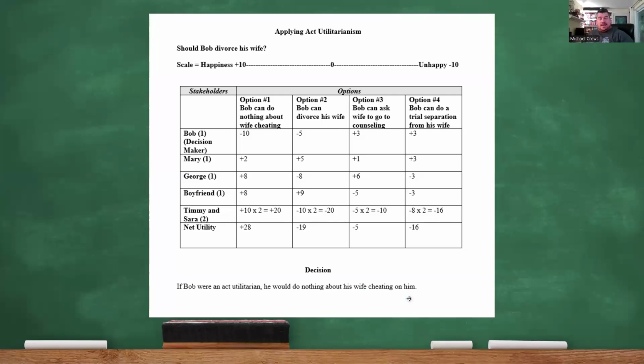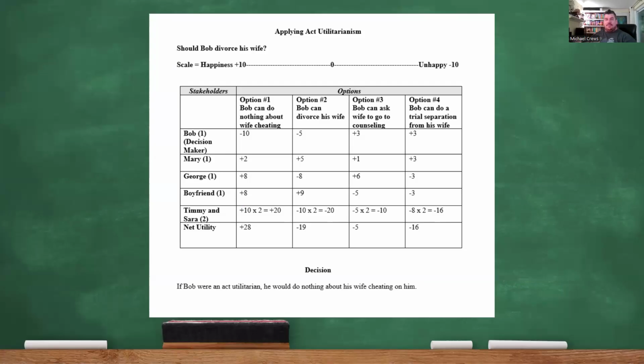Now, I know there's probably a lot of you sitting there right now pretty upset with that decision. Just means you're not an act utilitarian, but it doesn't mean it's not the correct decision under this theory. Remember, we have 1, 2, 3, 4, 5, 6 people involved. And Bob, despite the fact that he's the one most directly affected by this affair, has to think as an act utilitarian: how do I create the greatest amount of good for the most amount of people? Well, the greatest happiness for everybody involved is for him to just do nothing and not upheave the system.